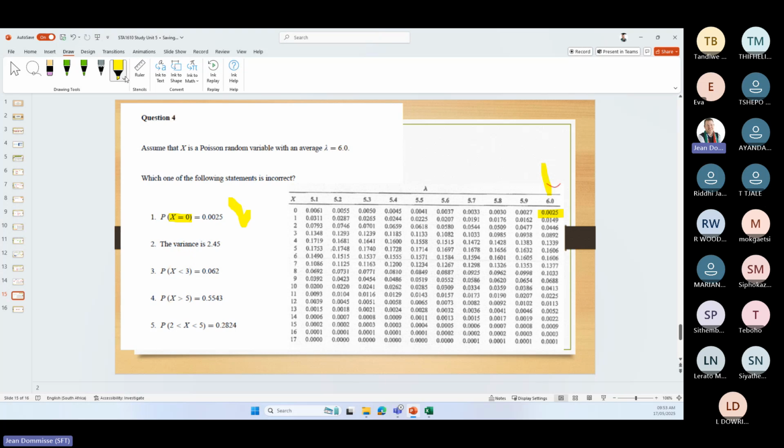We'll get to the variance now. Let's just do x smaller than 3. So x smaller than 3 is 2, 1, and 0. If you add all of those together, it will give you 0.062.